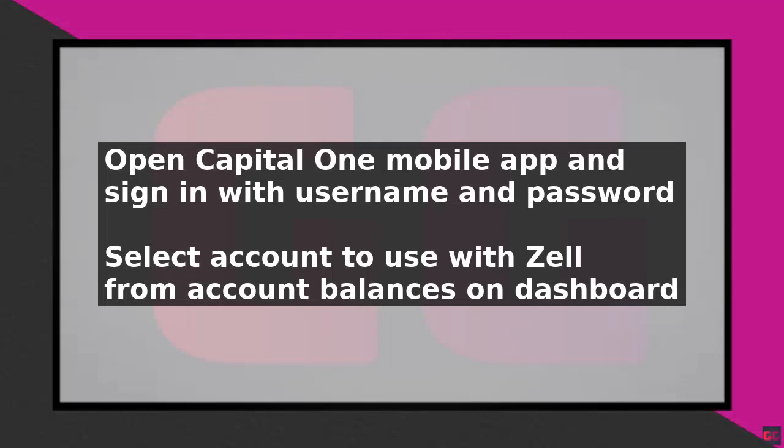To send a Zelle payment from Capital One, you must first add your recipient. This can only be done through the Capital One mobile app. Start by opening the app on your phone and signing in with your username and password.